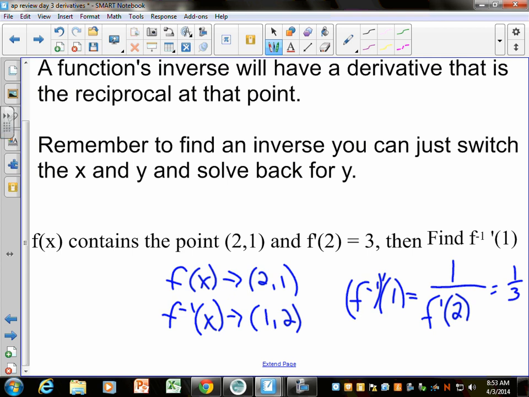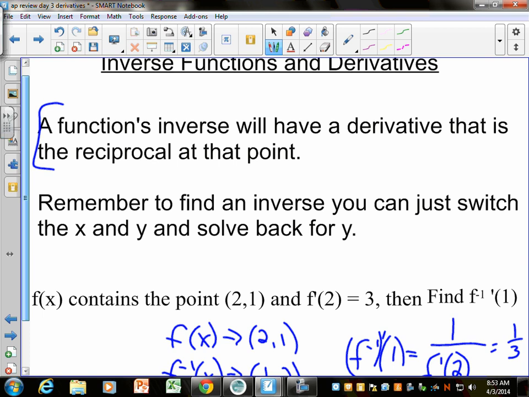I'm sorry, how did you even do that? This equation, this is just the rule. Like, this is the part that I want you to know. That's what I tried to write up here, but I struggled. A function's inverse will have a derivative that is the reciprocal of the derivative at that point. I feel like I don't know how to write all those words in there.